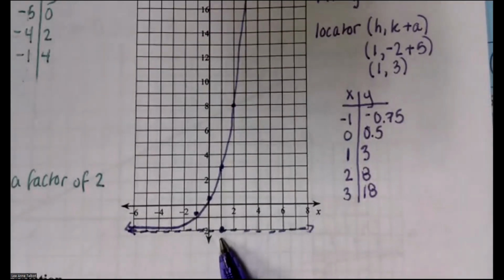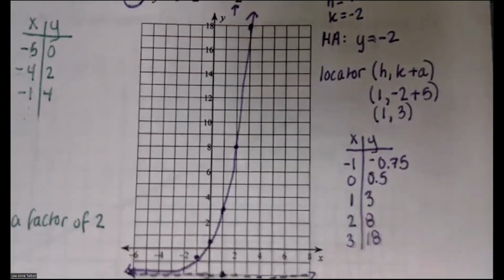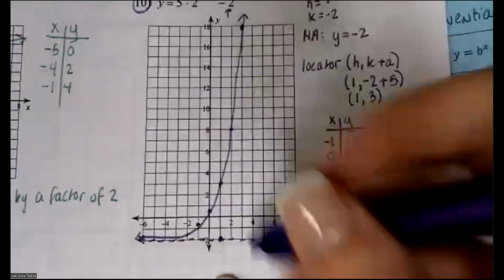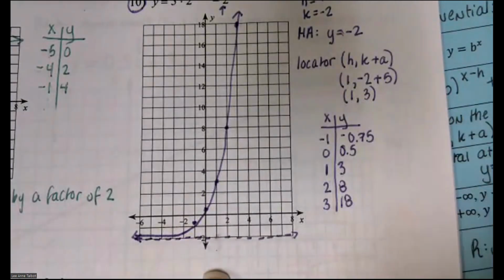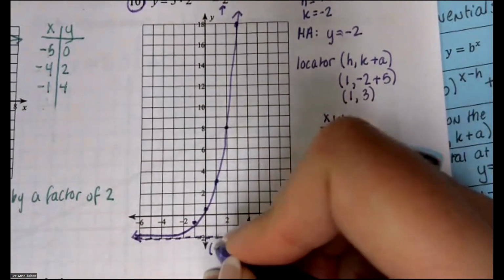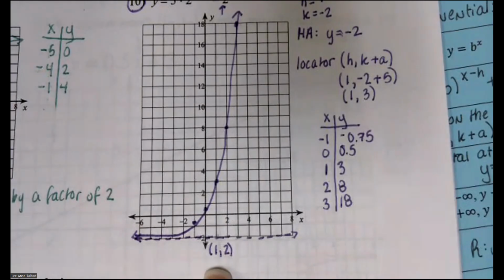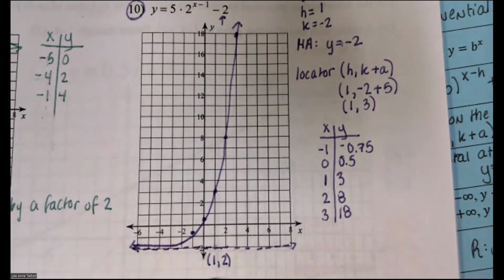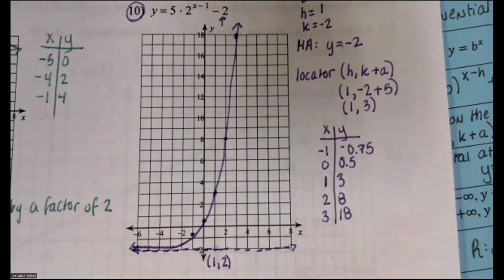This was just me trying to show you that HK is not on the actual graph, it's on the asymptote. You can take that off if you like. I was just trying to show you guys that usually our locator point is on the graph. With exponentials, it's not. It's just a weird one.